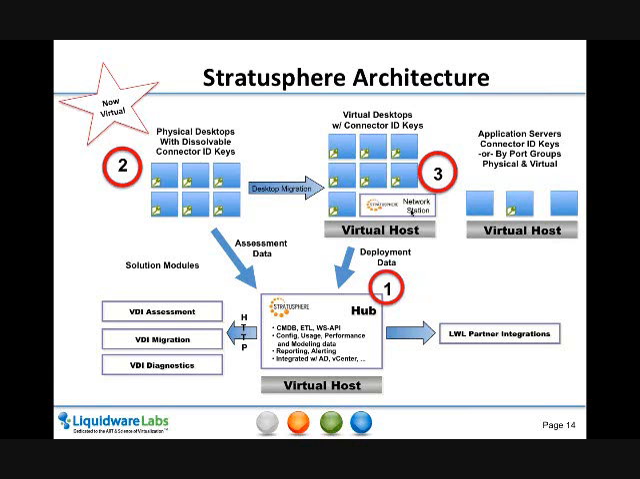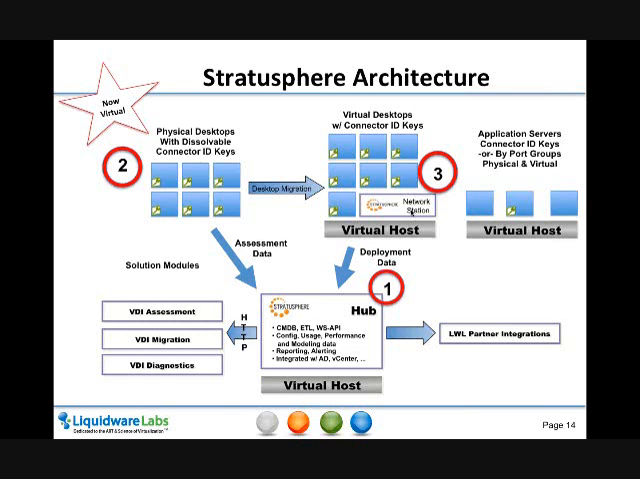So over on the left-hand side, you'll see these different solution modules. Well, all this really is how we see data, right? We're going to either look at it through an assessment set of eyeglasses, or a migration-focused set of eyeglasses, or a diagnostic set. It depends on what phase you're at in the project lifecycle to determine which one of those screens you would log into.